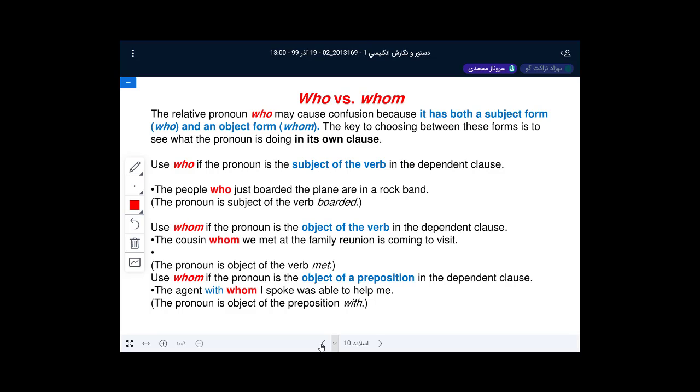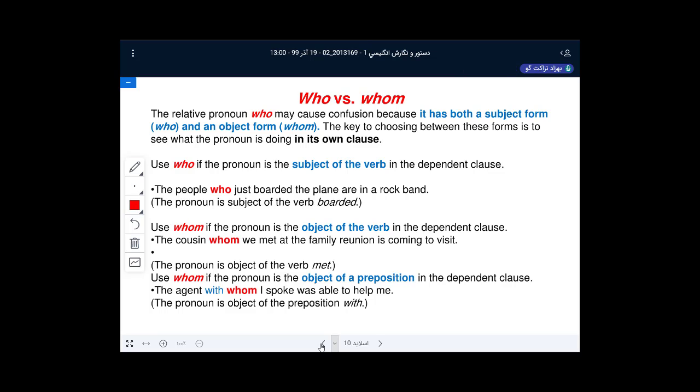Use whom if the pronoun is the object of the verb in the dependent clause. The cousin whom we met at the family reunion is coming to visit. We met him. The cousin is coming to visit. We met the cousin at the family reunion. So we see that the cousin comes immediately after the verb. So it is the object of the verb. We met the cousin at the family.